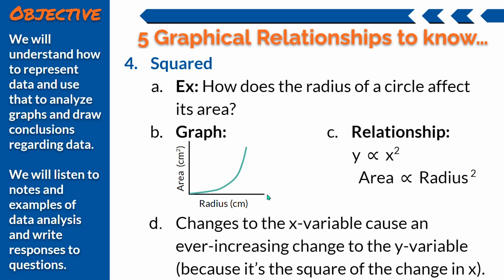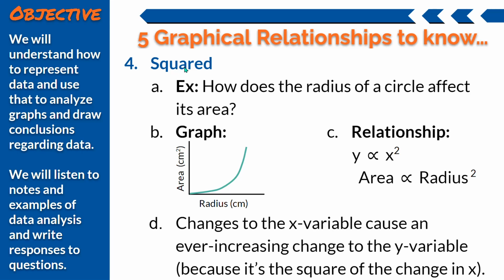If you were to graph it, your graph would look something like this. So our squared relationships are going to have an upward facing curve. In a squared relationship, changes to the x variable cause an ever increasing change to the y variable, of course, because it is being squared. So you need to understand those proportional relationships as well. If I had a circle, for example, with twice the radius, then I would expect the area to be 4 times as much because it is proportional to radius squared. Okay, so again, this is the fourth relationship.